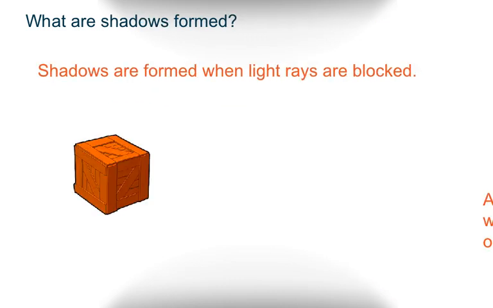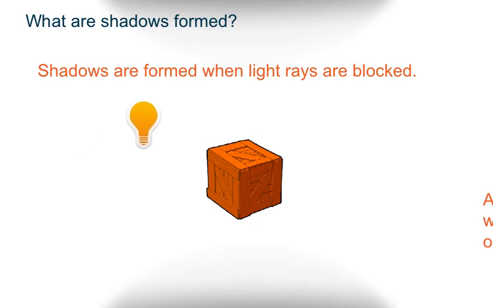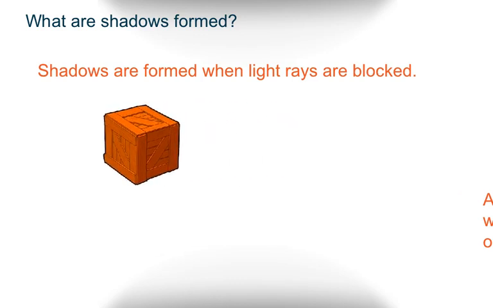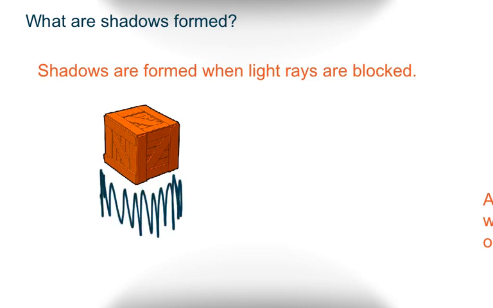Next, we're going to talk about how shadows are formed. And basically, shadows are formed when light rays are blocked. So what does that mean? Let's say we have a light source here. And of course, the light source will be giving out light in all directions. And then we have an object, and we place the object in front of the light source. When we do that, we expect that there will be a shadow formed here, and there will be shadows formed here because the light cannot pass through the box.